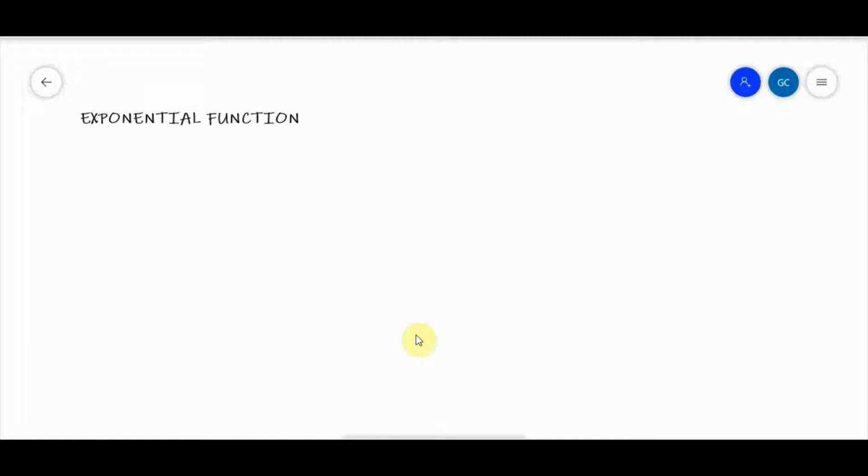Today we are going to talk about exponential function. Now, what is exponential function? You may have or you may not. You may have encountered exponential function in your differential calculus way back in your 11th grade, or during your first year college.